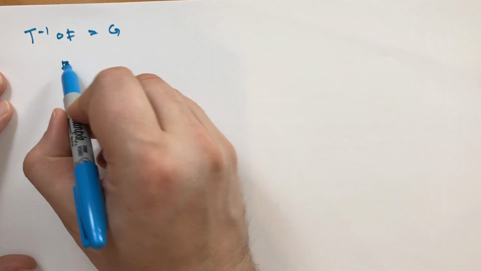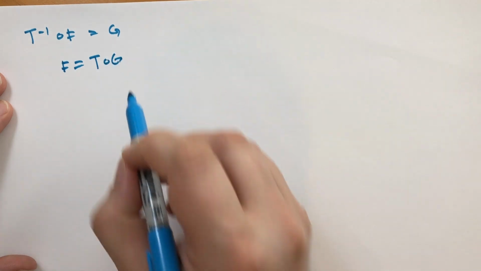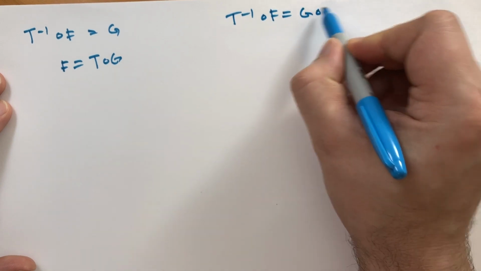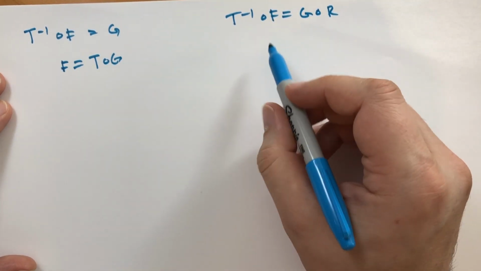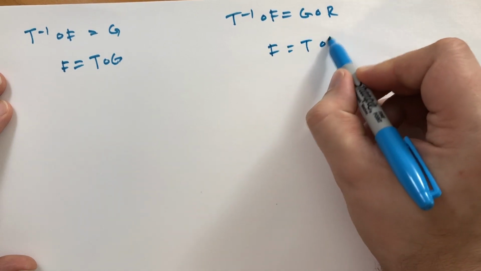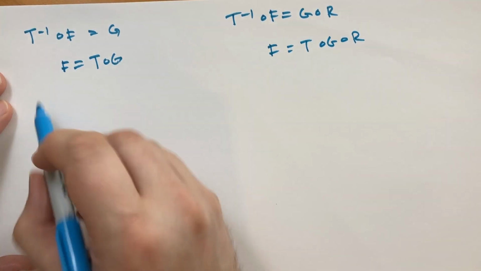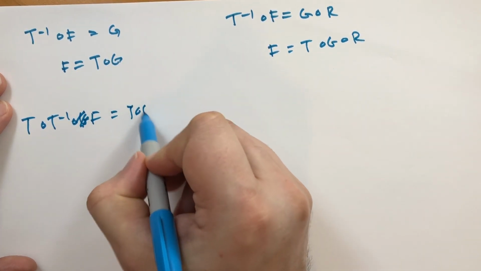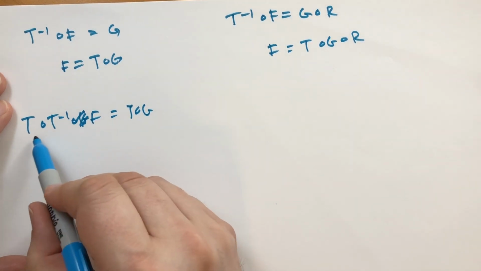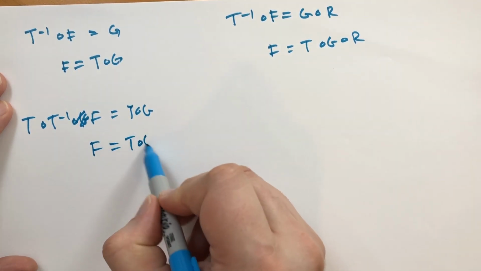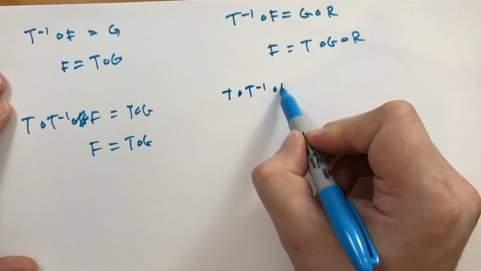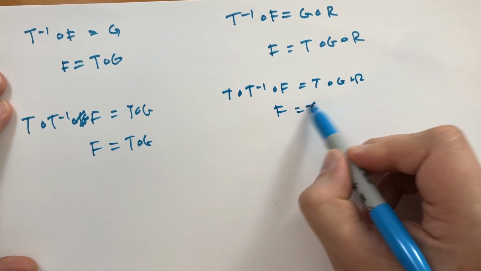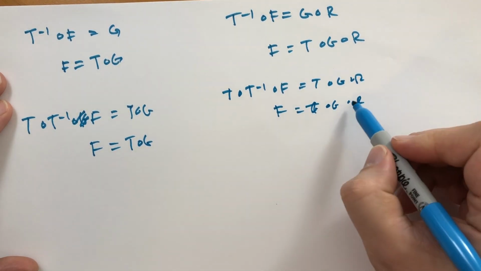Then we say F must be T composed with G. If we suppose that T inverse composed with F is a rotation composed with a reflection, then we say F must be T composed with G composed with R. How do we get there from there? Well, we just take T composed with T inverse composed with F. F is the same as T composed with G. So the inverse and T give the identity, and this is F. F must be T of G. Same thing over here: we take T composed with T inverse composed with F, which is the same as T composed with G composed with R. So we get F is equal to T, G, R. Sorry, my handwriting is so poor here.